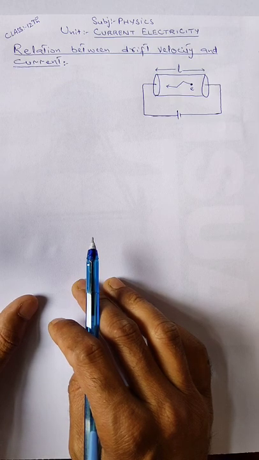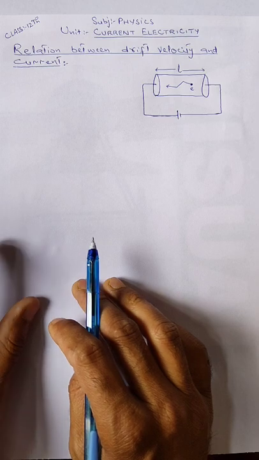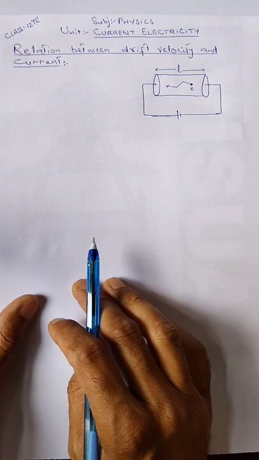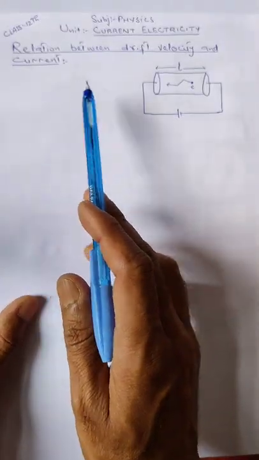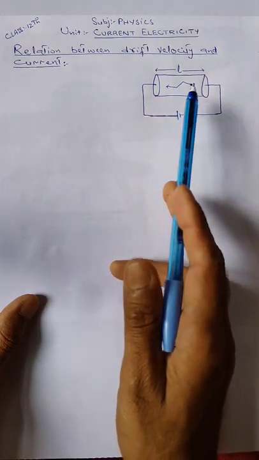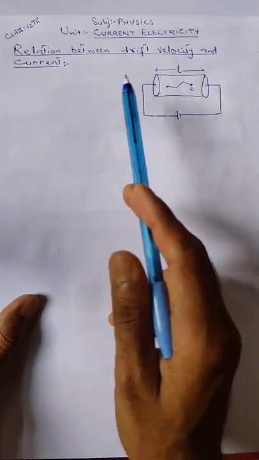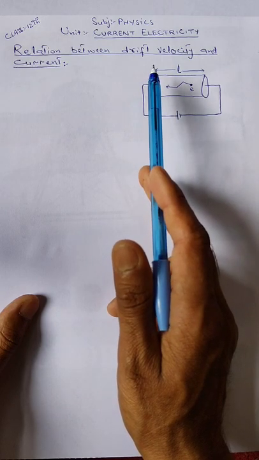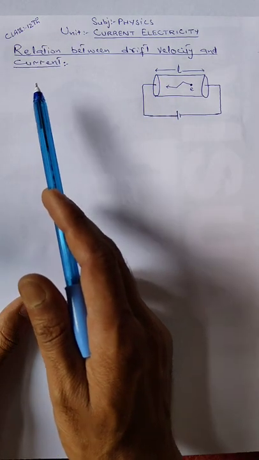I am Mr. Tariq, in the subject of physics, class 12th. We are in the unit of current electricity, as you know. Today we have started the topic: the relation between drift velocity and current. We discussed the drift velocity in the previous topic. Now we are here.